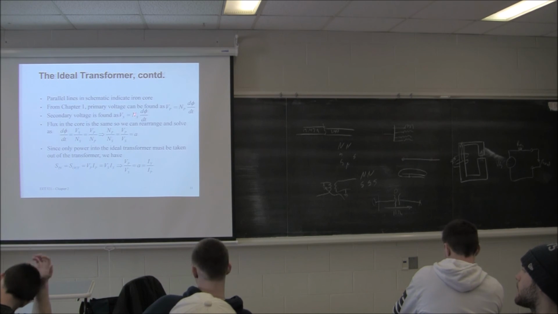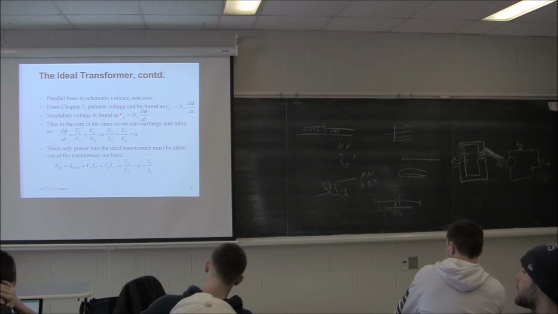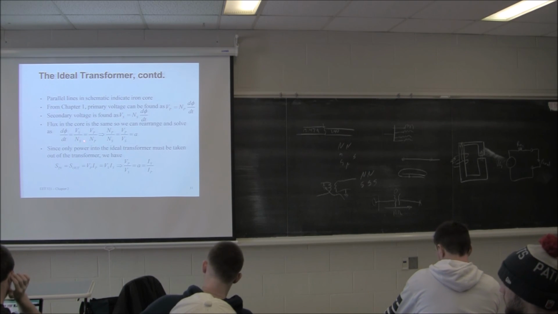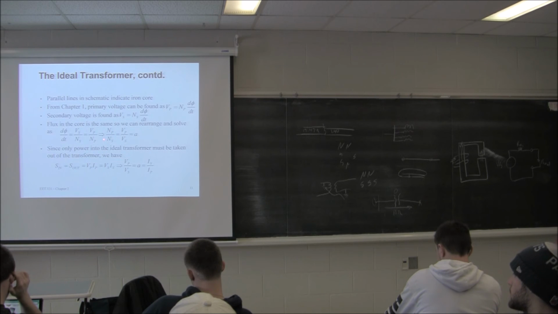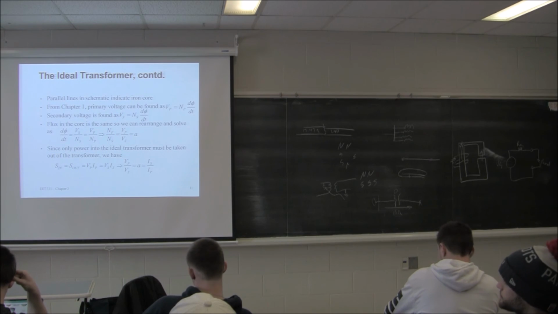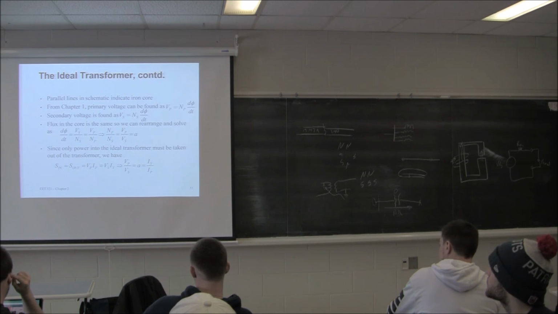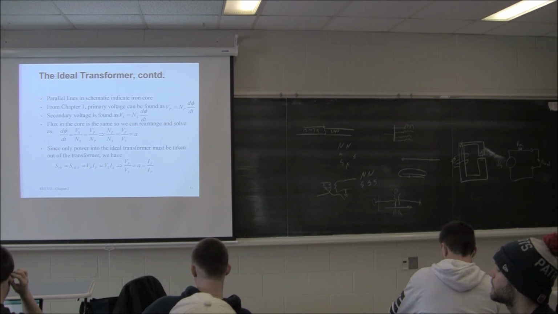So dΦ/dt is equal to Vs over Ns, and dΦ/dt is Vp over Np, so I can set those equal to each other. Solve for Np over Ns, and that is defined as our turns ratio: the number of primary turns to the number of secondary turns.